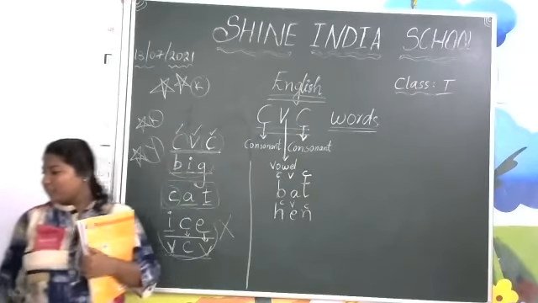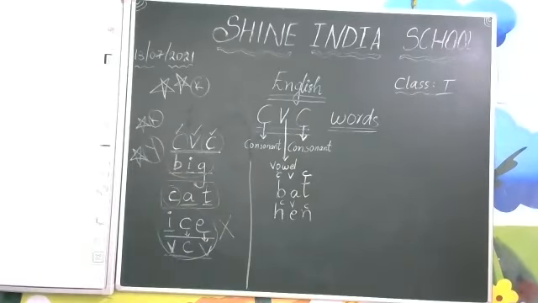Next. Let them respond. Next question. Who will tell me next? Srinika is raising hand. Srinika, tell me. Unmute. G-E-N, gun.